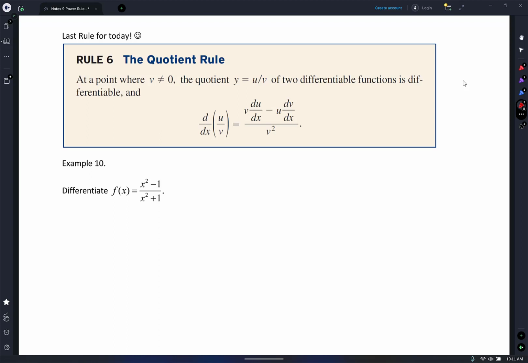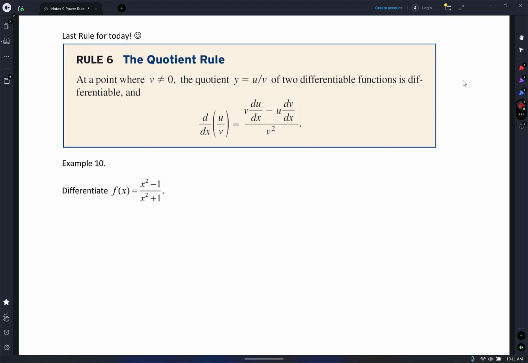So what did I just say? I said low d high, so bottom, derivative of the top, minus high d low, top, derivative of the bottom, all over low low, that means bottom squared. Does that make sense? So let's put it to good use.